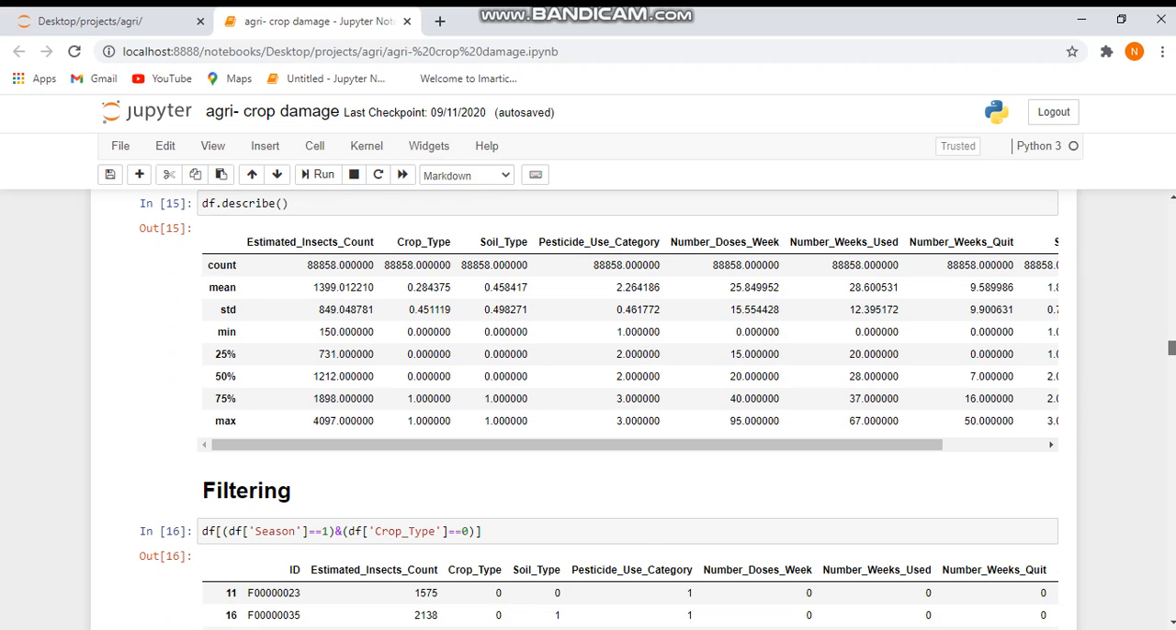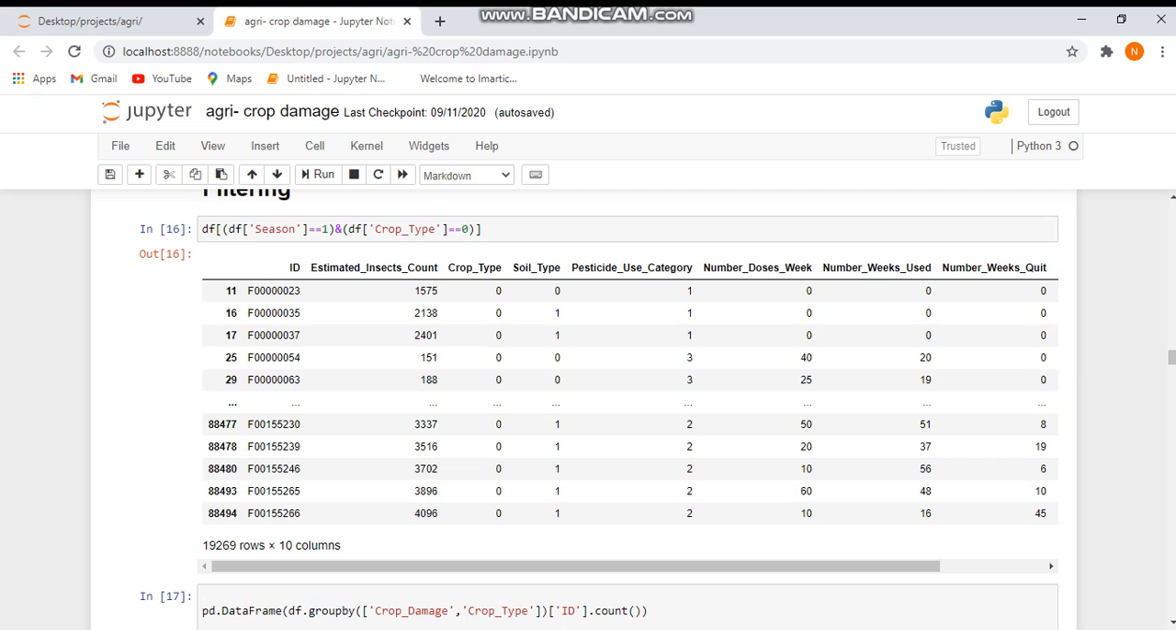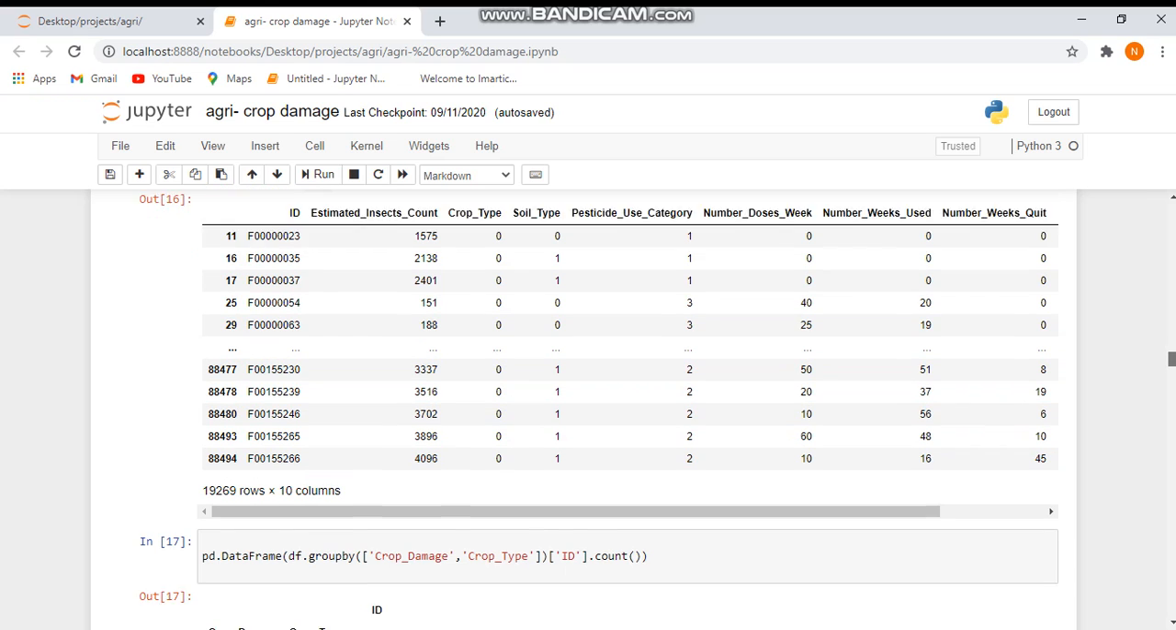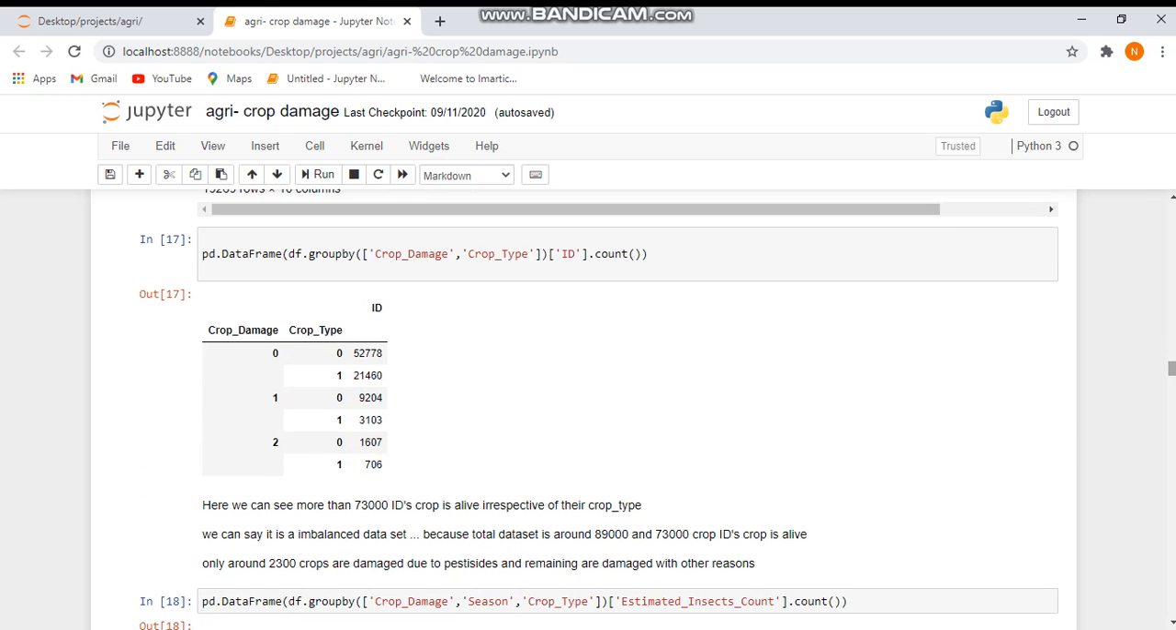This is the description, and later on I filtered the data for season 1 and crop type 0. At that time we have data like this, nearly 20,000 rows where crop type is 0 and season is 1. Later on I filtered the data by crop damage: 0 means the crop is alive. And crop type is 1 or 0, so you can say there are two types of crop.